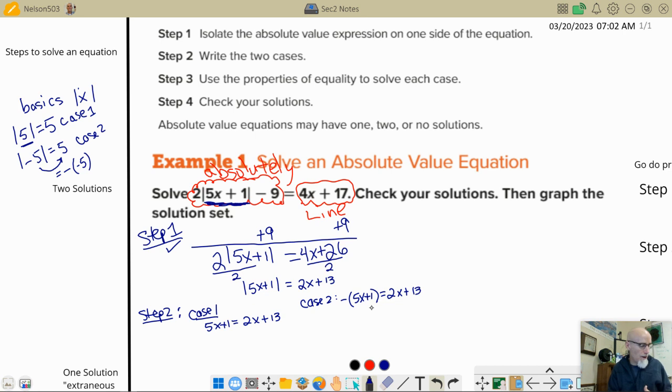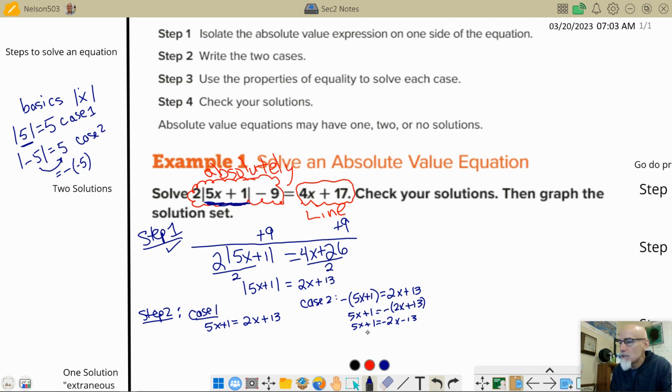Now, I've got to show you something kind of weird. If you look in the book, it takes the negative and multiplies it to the other side right away. It writes it like this: 5x plus 1 equals the opposite of 2x plus 13. It doesn't really matter where you put the negative. You can put it here or on the other side, but you have to take the opposite of what we had to start with. Only do the opposite on one side, though. You can't do it on both sides. Just do the negative on one side. So I'm going to distribute the negative through, and I end up with negative 2x minus 13. And over here, I've got 5x plus 1.